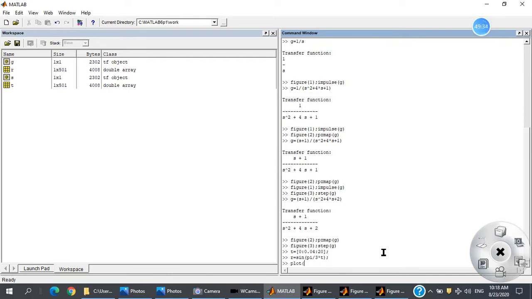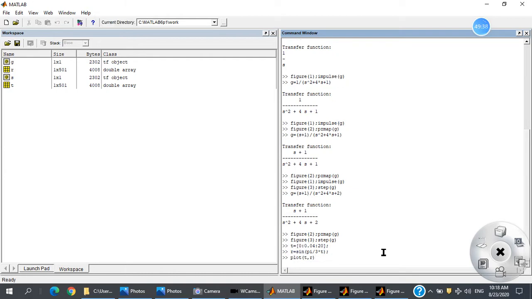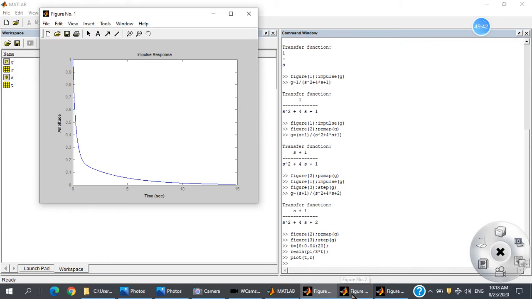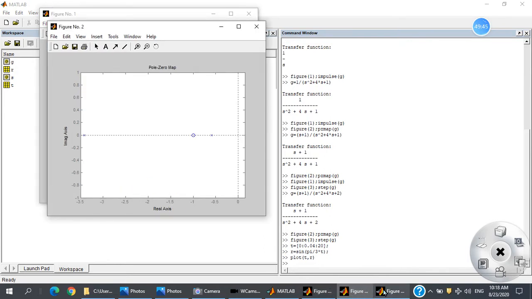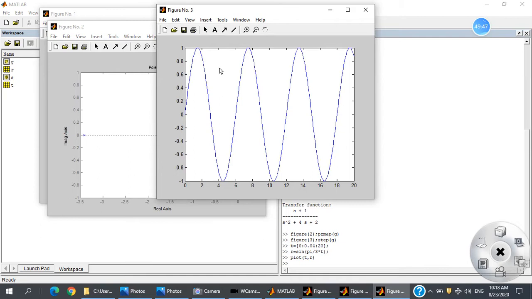But R, T and R. How does it look? Oh, I forget which graph it is. This one. Right. This is a sine wave.